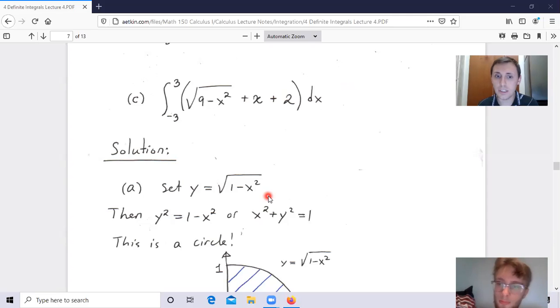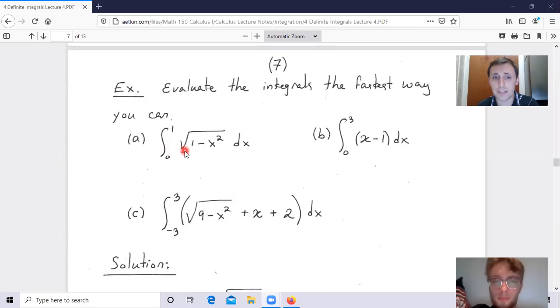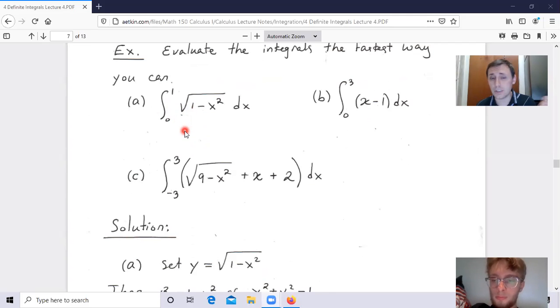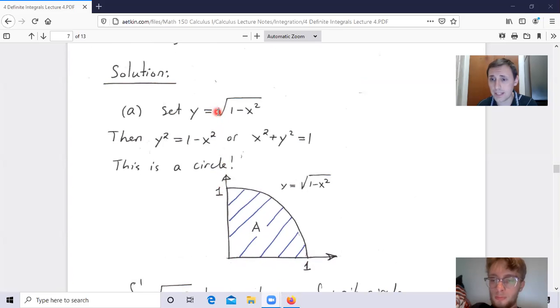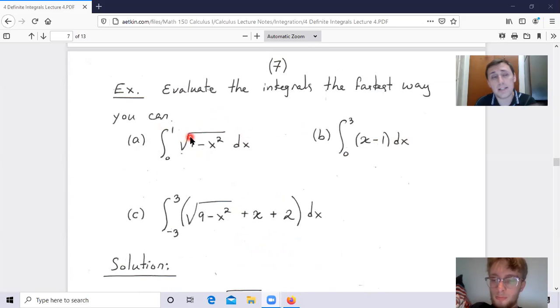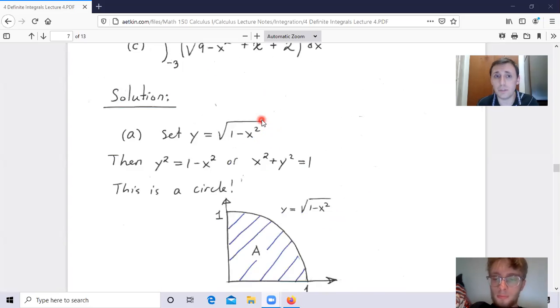A circle. And in particular here, look at it, the integration is happening from 0 to 1. So that means x is restricted to be between 0 and 1, and y is positive, because I don't have the plus minus here. So in particular, the region I'm integrating is 1/4 of the unit circle. You understand? Because I realize what I am integrating, I can sidestep the process and figure out the answer without doing any work. So the answer is 1/4 the area of a unit circle, which is 1/4 pi. This integral is 1/4 pi.